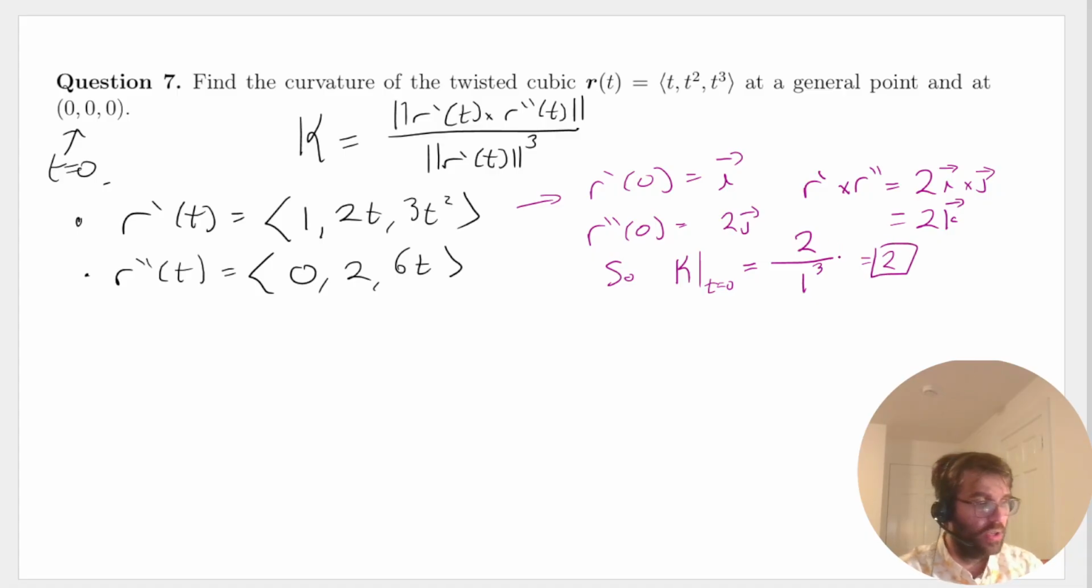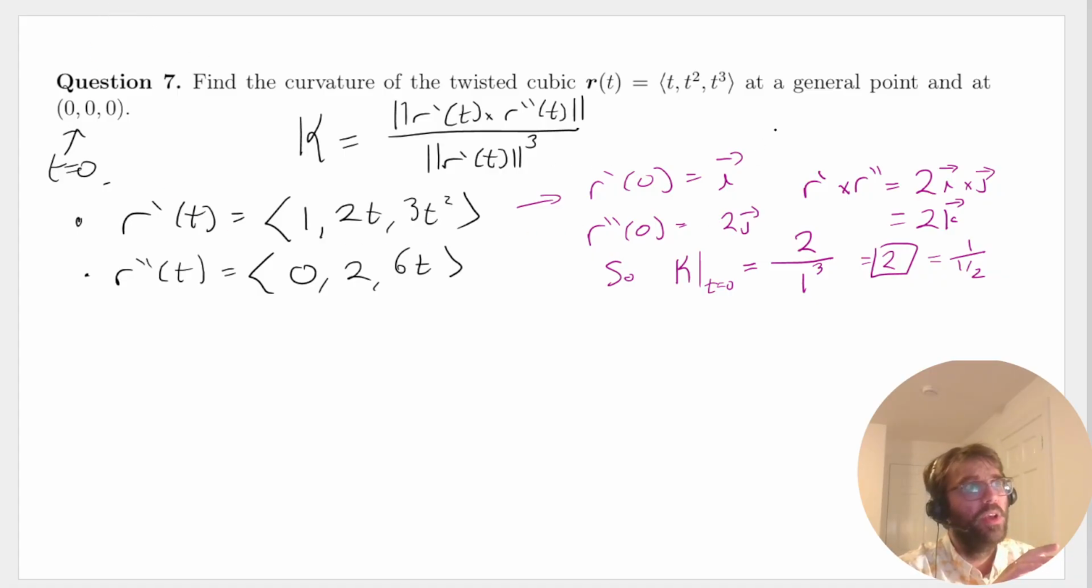This is like a circle of radius 1/2. Because it's 1 over 1/2, 1 over the radius. So the reciprocal gives you this. So a circle of radius 1/2, that's how much this is curving at the origin. We'll look at a picture of it in a moment.